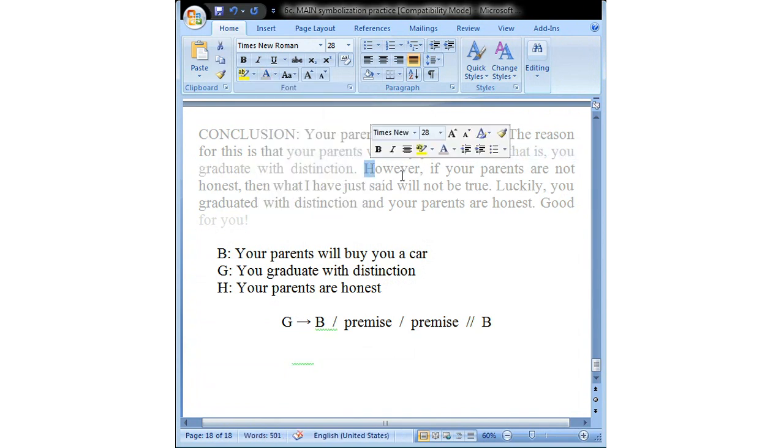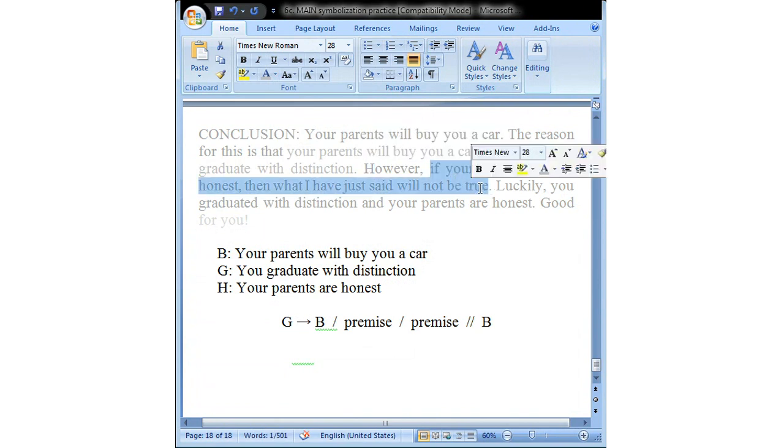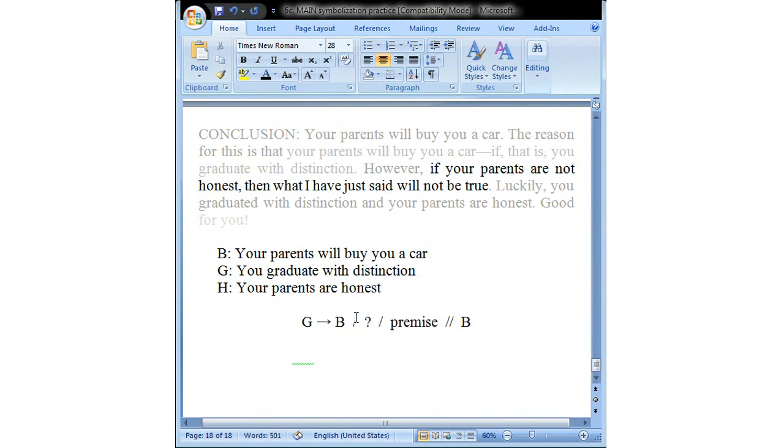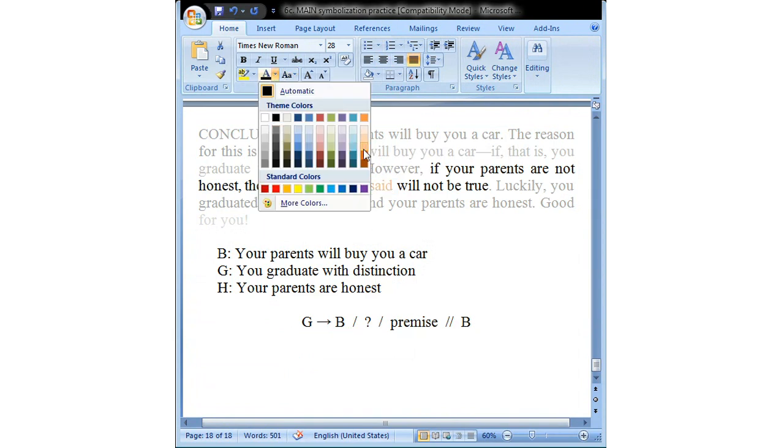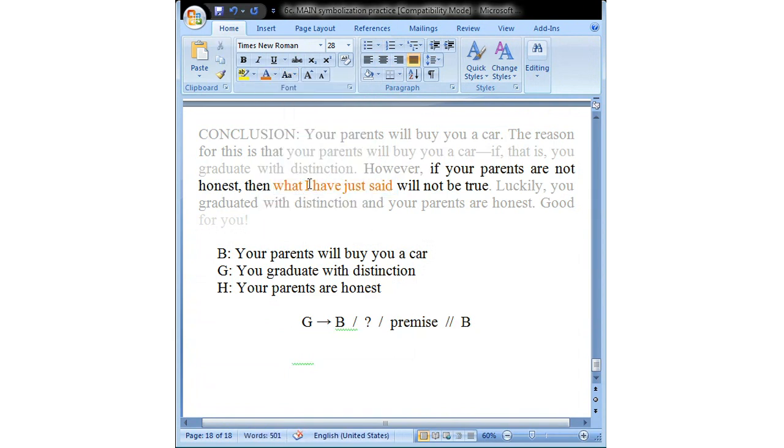Second premise starts with a capital letter, ends with a period. However, and that you can kind of trim the however, if your parents are not honest, then what I have just said will not be true. Now, in order to figure that out, we need to understand what I have just said. What does that mean? What does that pick out, what I have just said? What have you just said? What I have just said. What does that stand for? It stands for if G, then B. That's what you just said. Remember, that's what you just said, quite literally. Okay, cool. So given that, what would be the second premise?